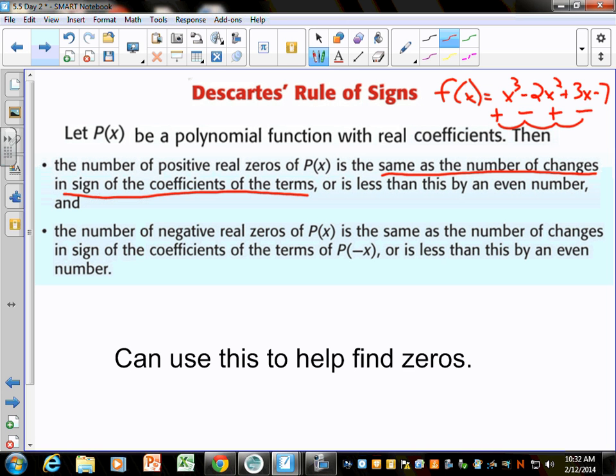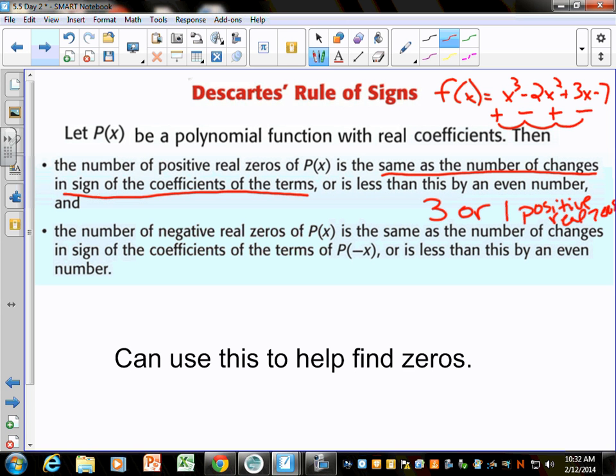So we could say that there are 3, or you have to count down by an even number. So you always go down by 2 until you can't go down anymore. So you would say there are 3 or 1 positive real zeros.